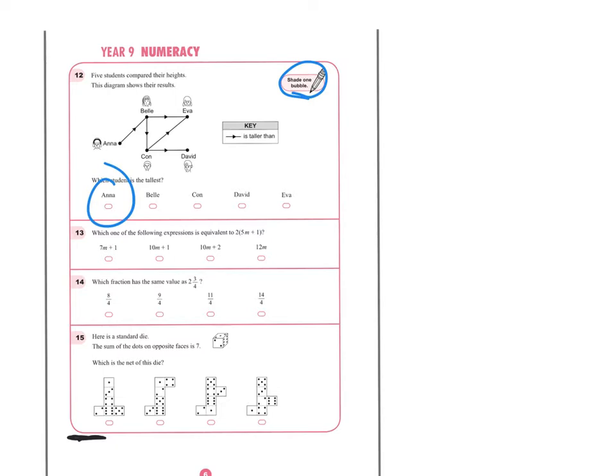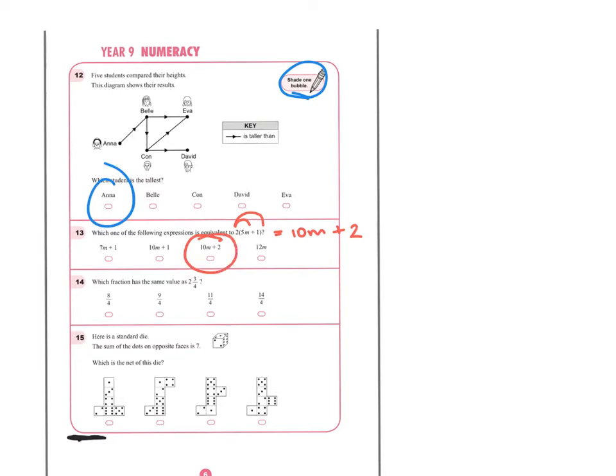NAPLAN test. Question 13. Which one of the following expressions is equivalent to 2 times open brackets 5m plus 1? Pretty much what we have to do here is expand, so multiplying the number in front of the brackets with every single term inside the bracket. So 2 times 5m is going to give us 10m. 2 times 1, positive 1, is plus 2. So therefore 10m plus 2 is the correct one.